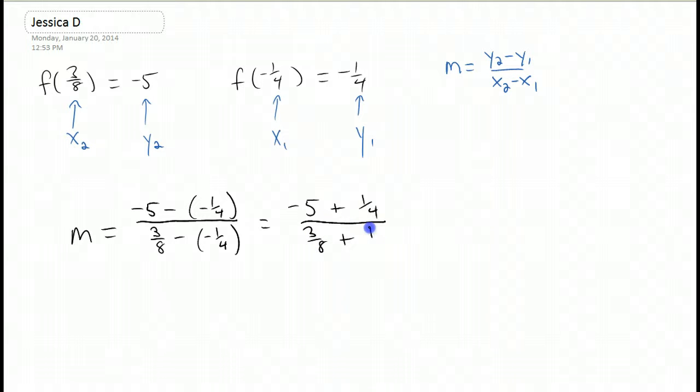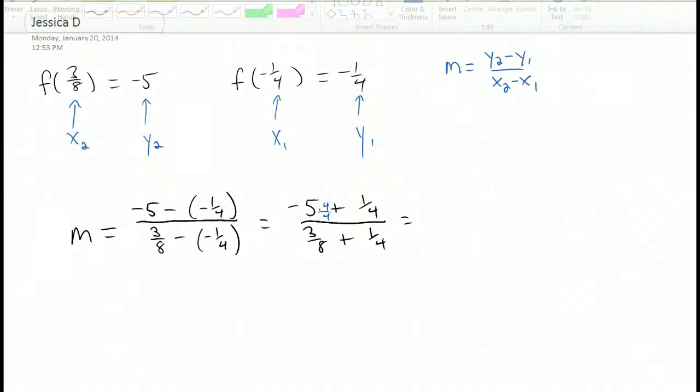3/8 plus 1/4. Now we have the problem of having to add some fractions. So that always requires us to find a common denominator. So up in the numerator here, 4 is the denominator of the 1/4. So we need a 4 in the denominator of this term here. So we multiply 5 by 4 over 4.